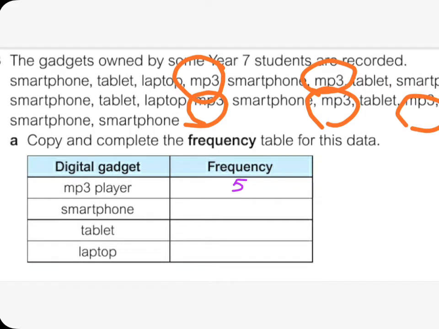This is the meaning of frequency. How many times is it written? Or how many times is it repeated? Very good. Now, let's take a look at the second one, smartphones.